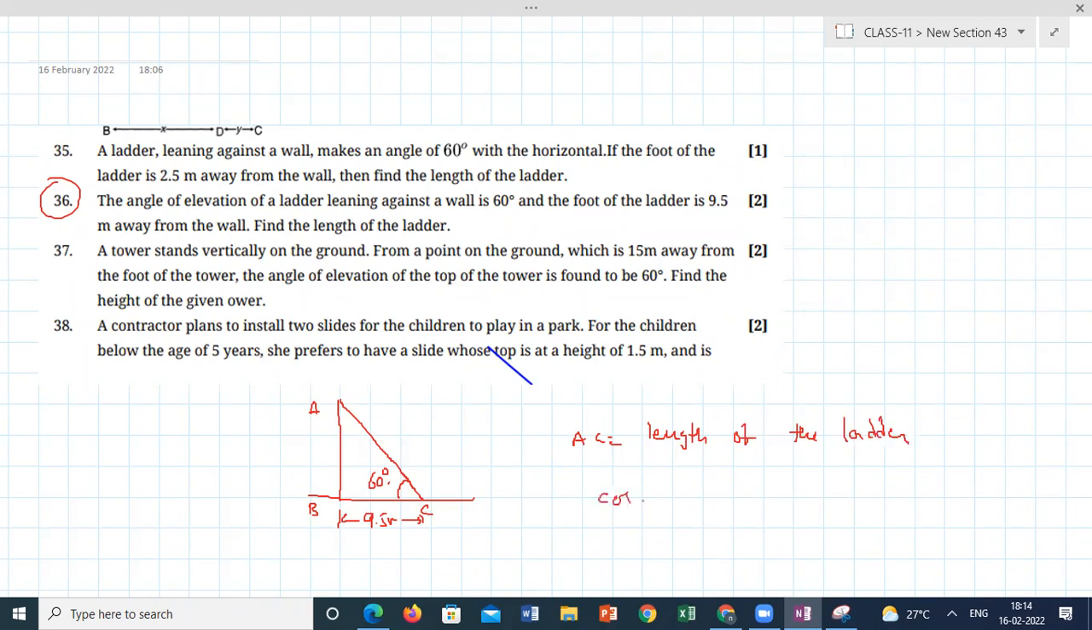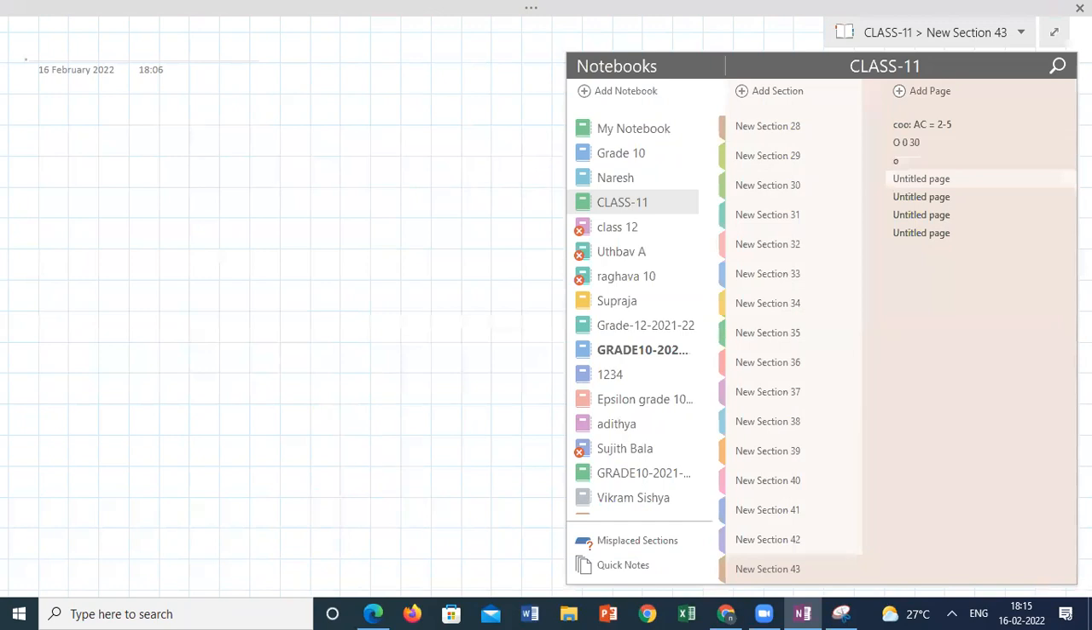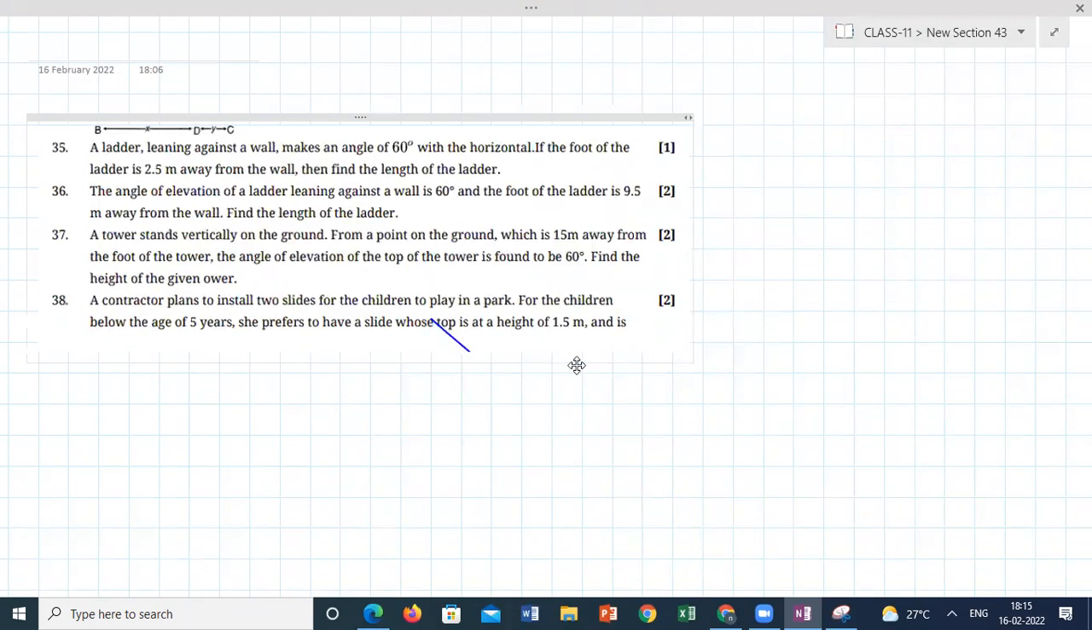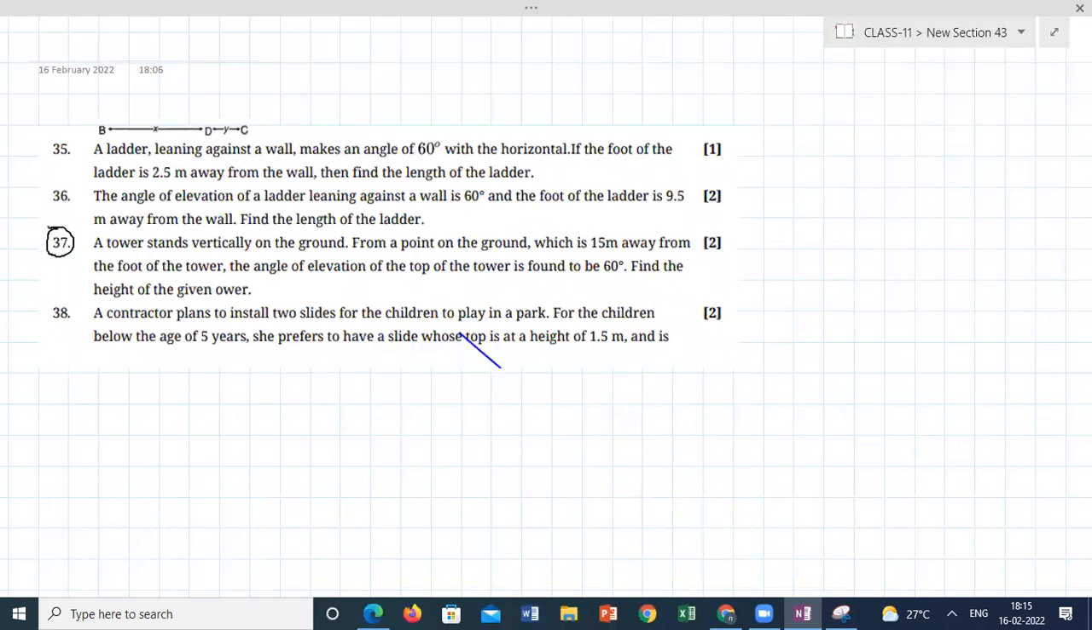So cos 60 gives the relation between the known value and the unknown value, which is BC by AC, adjacent side by hypotenuse. BC is equal to 9.5, AC I don't know. From here, AC is equal to 9.5 by cos 60, which is nothing but 9.5 into 2, which is 19 meters. Correct. To the next question, question number 37. Please try.